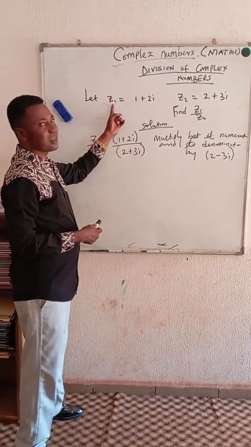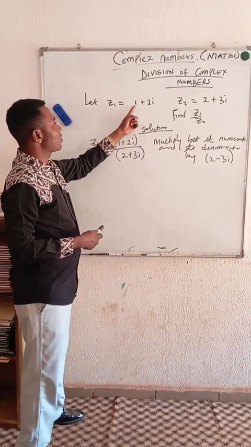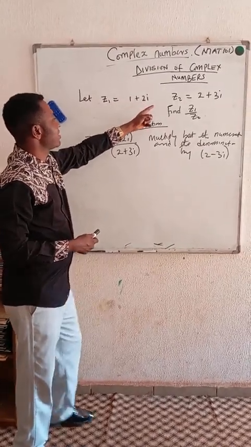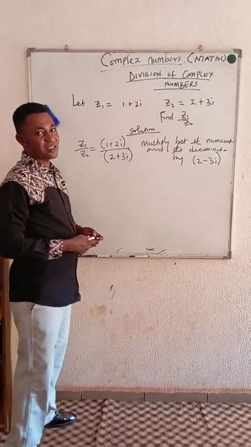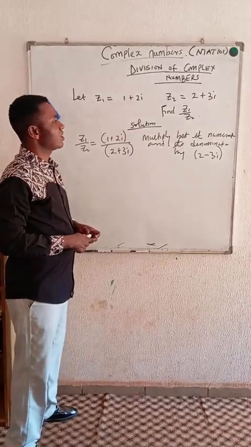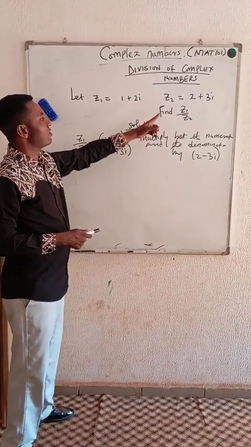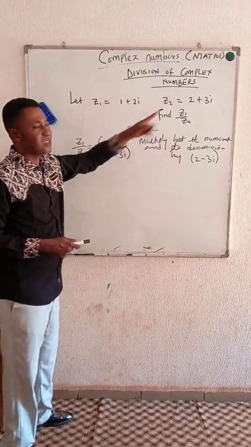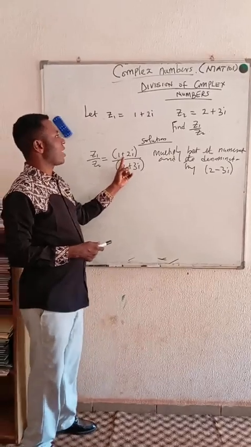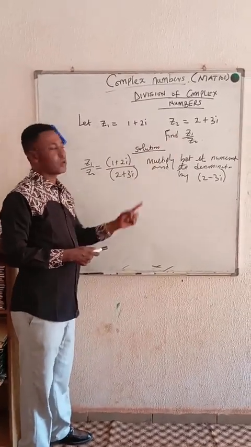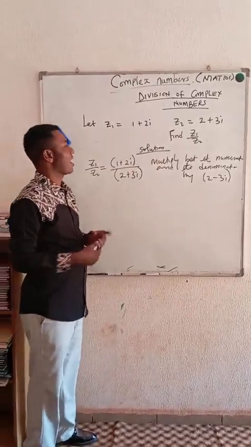They say let Z1 be a complex number, which is 1 plus 2i, then Z2 equals 2 plus 3i. The question is find Z1 all over Z2. That is, we are asked to divide Z1 by Z2. So what are we going to do? Look at it. Z1 is 1 plus 2i all over Z2, which is 2 plus 3i.